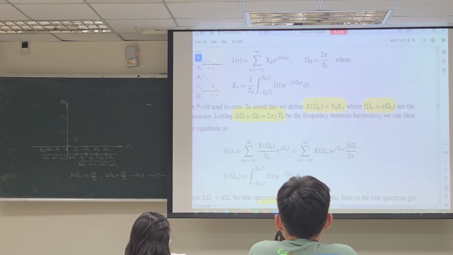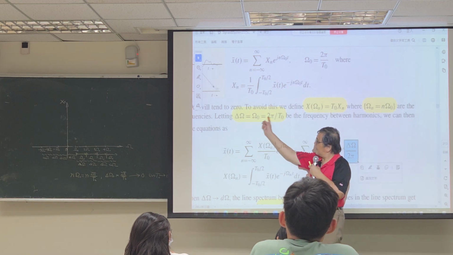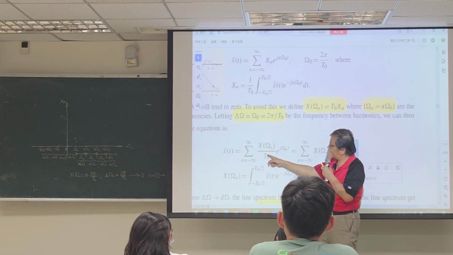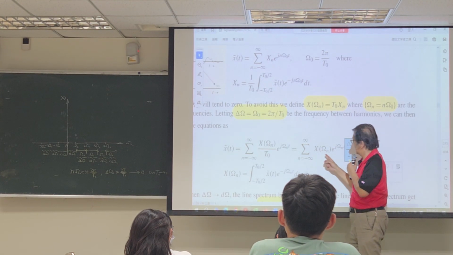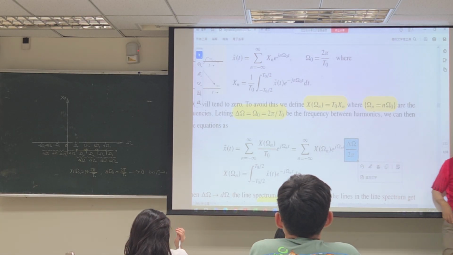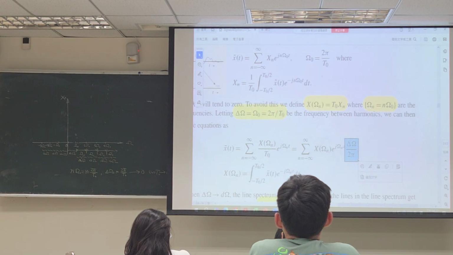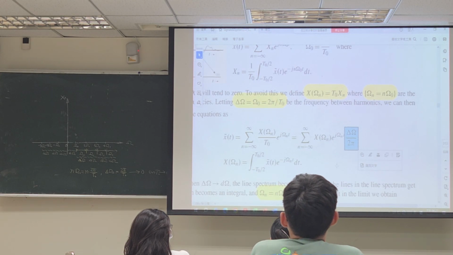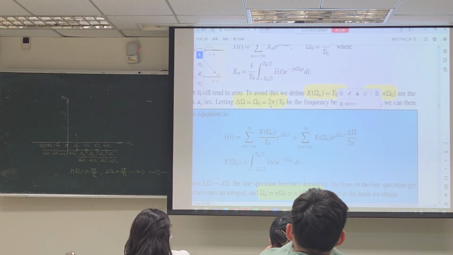This T sub 0 this time can be replaced by delta omega over 2 pi. Delta omega is 2 pi over T sub 0, so 1 over T sub 0 is equal to delta omega over 2 pi. Just a direct substitution.